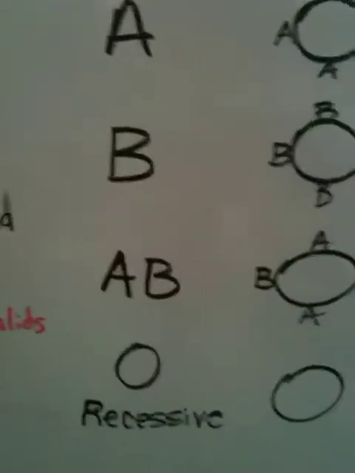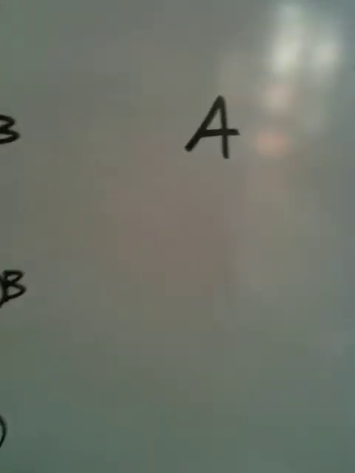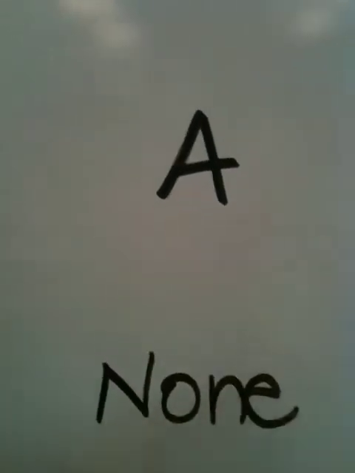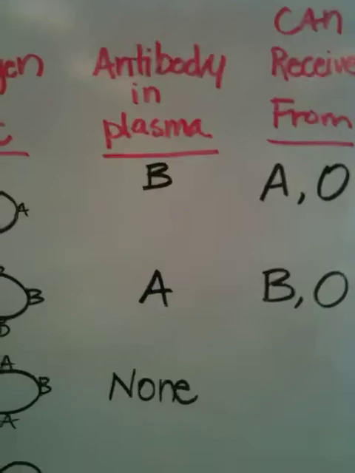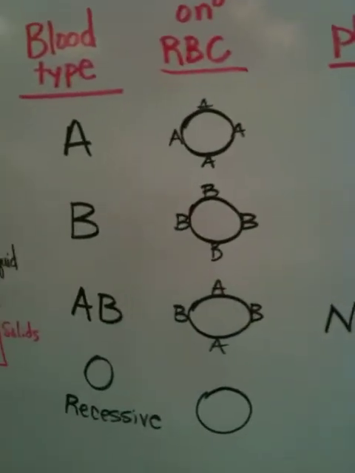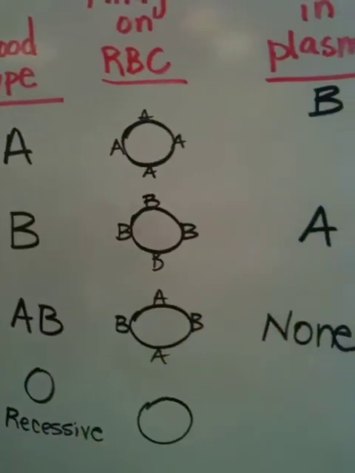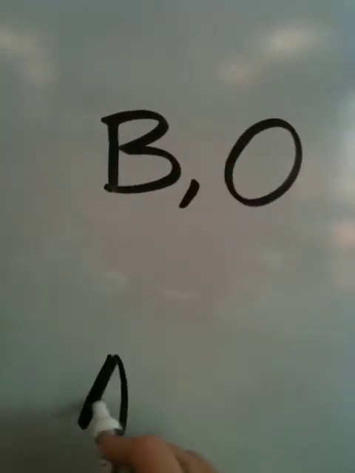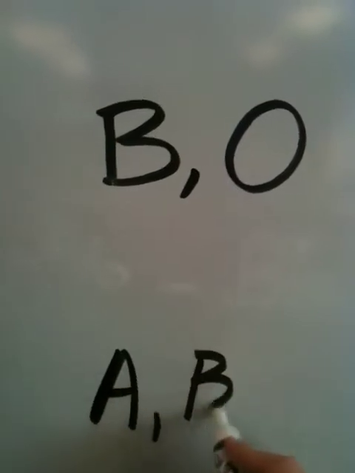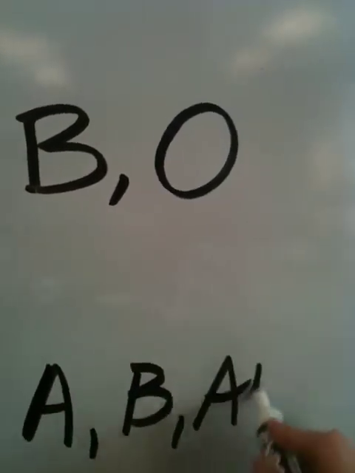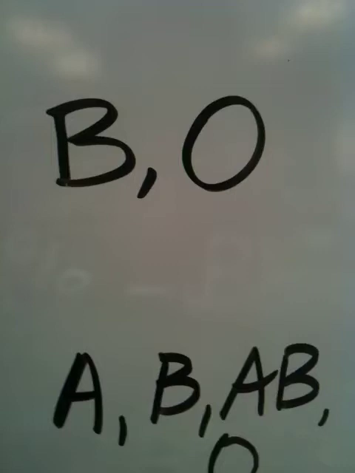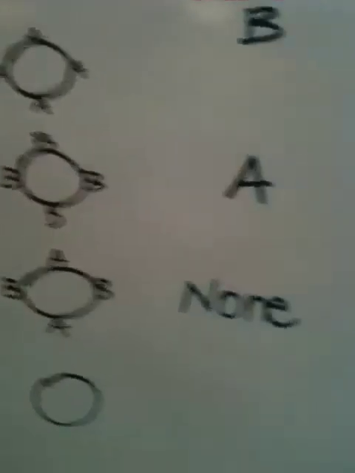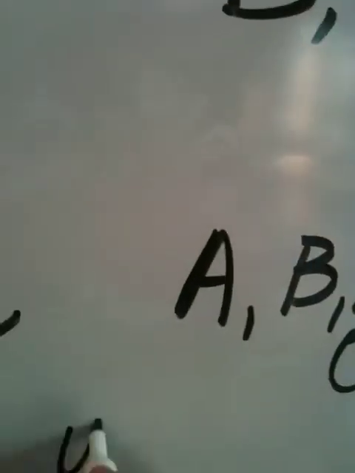If you have type AB blood, you don't make any antibodies. So there are no antibodies in your plasma because you're accepting. You don't mind A's and you don't mind B's. So you can receive blood from type A, type B, type AB, or O. Type AB blood is called the universal receiver.